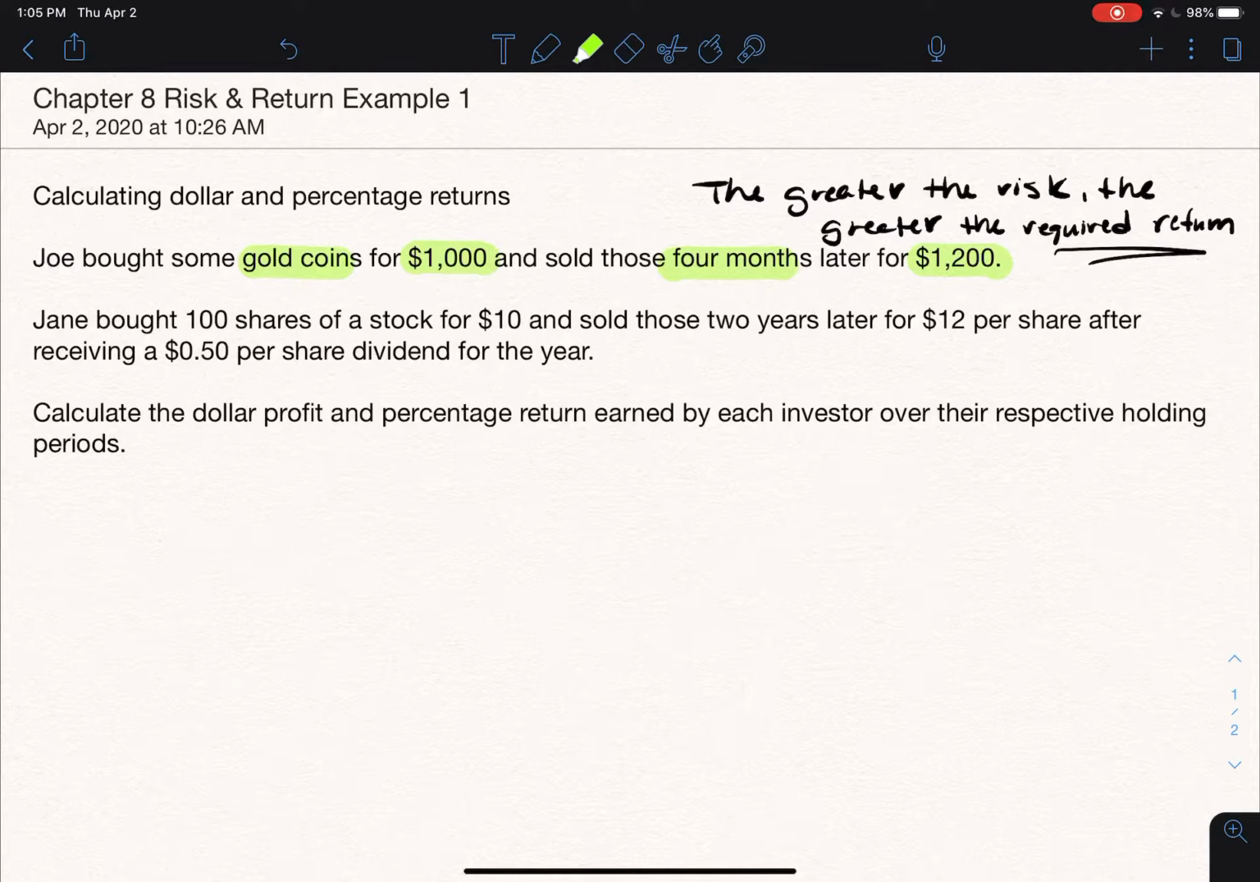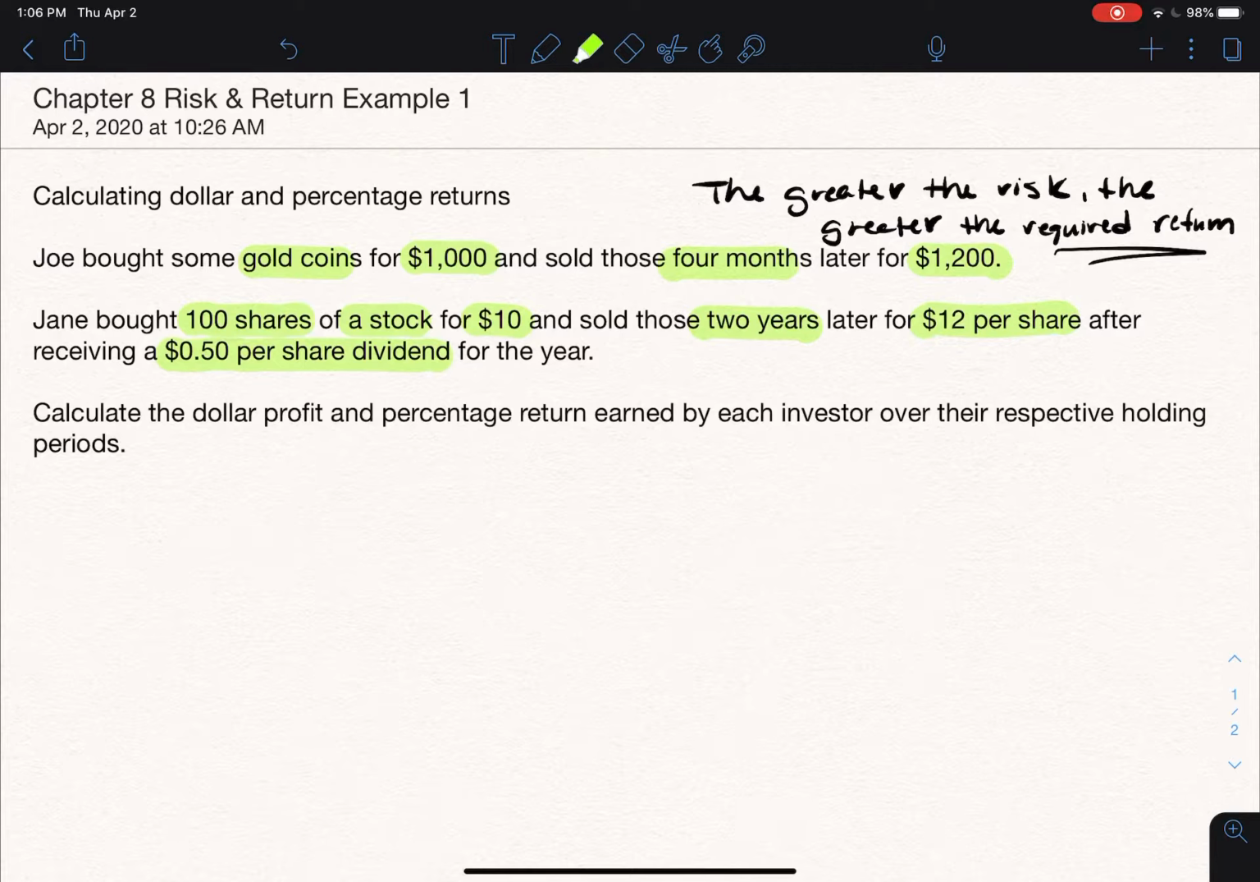And then let's look at Jane. So Jane, very, very different type of investor. She's not looking at commodities. She's looking at shares of stock. And so Jane decides that she's going to purchase 100 shares of a particular stock, and she's going to pay $10 per share. She then held those for 2 years. At the end of those 2 years, she was able to sell the same 100 shares of stock for $12 per share. During that time, she also received a 50-cent per share dividend for the year that she held it.